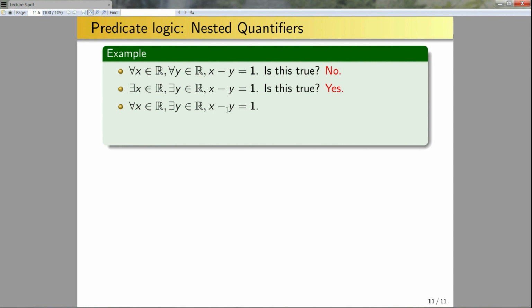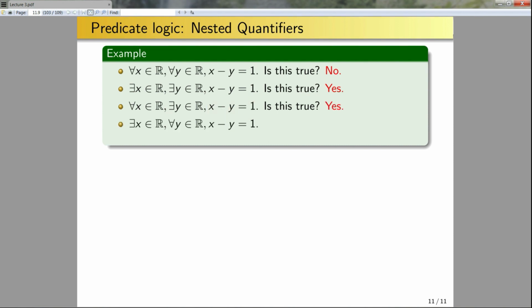Next, I can mix the quantifiers. For all x in R, there exists a y in R such that x minus y is equal to 1. So what is this saying? This is saying for any given value of x in R that I give you, you can find a value of y in R such that x minus y is equal to 1. Is this true? Pause the video and think about it for a little bit. Okay, so yes, this would be true. For any given value of x, I could simply solve this equation for y and say y is equal to x minus 1. Since x is a real number, y would also be a real number. So this would be true.